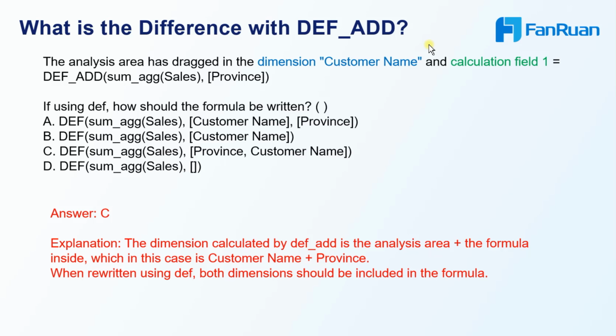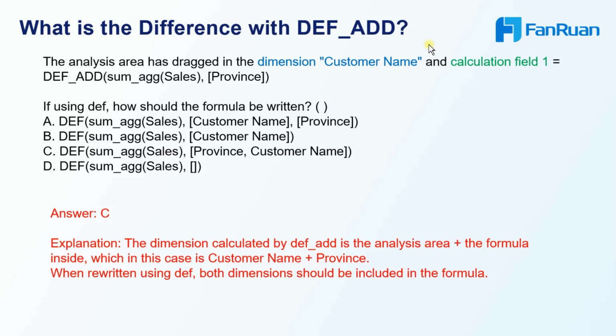Why? Because, as mentioned earlier, the actual calculation of define add is based on two parts of the dimension. One part comes from the formula, and the other comes from the analysis area. In the example, the analysis area dimension is customer name, and the formula dimension is province. Thus, when aggregating sales, the dimension used is province and customer name. This means that the result will depend on both the dimension in the formula and the dimension dragged into the analysis area.